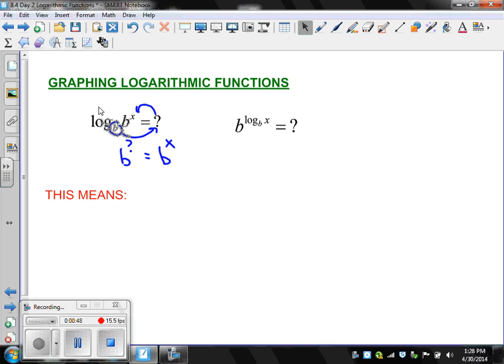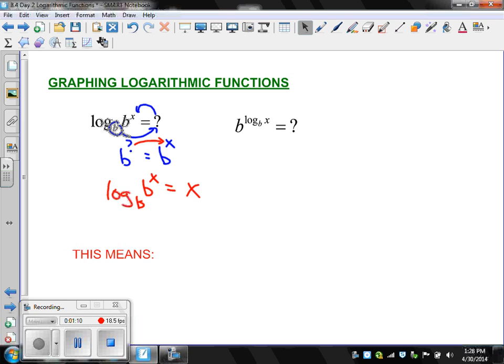Well, these exponents need to be the same because their bases are the same. So my question mark should equal x. Well, the question mark is this whole thing. So what this is telling me is that the log of b to the x, base b, is x.